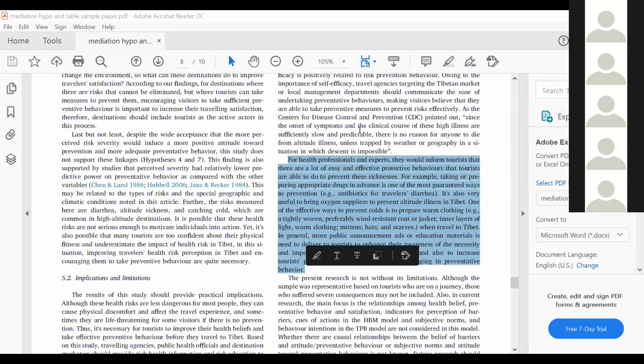This is the suggestion to take a minute and read this paragraph. Please, take a minute and read it. This is managerial implication.